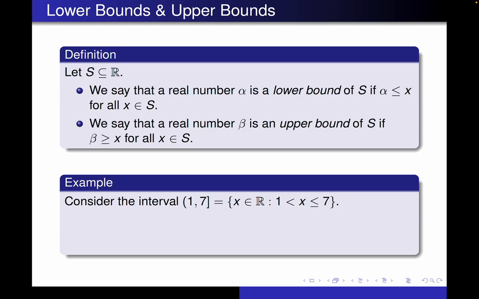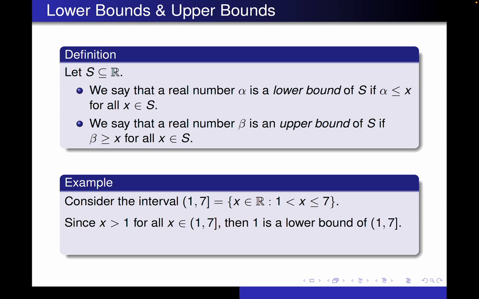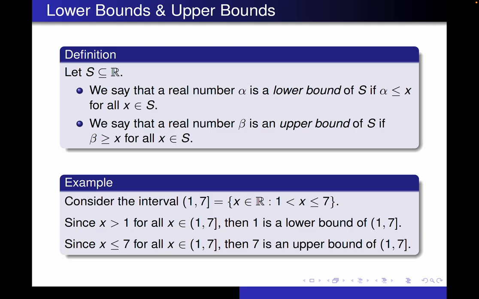So let's go ahead and look at intervals anyway. If we look at the interval (1, 7], that's open on the left, closed on the right, we know that every element of that interval is greater than 1. That makes 1 a lower bound of (1, 7]. And we know that every number in the interval is less than or equal to 7, and so that makes 7 an upper bound.